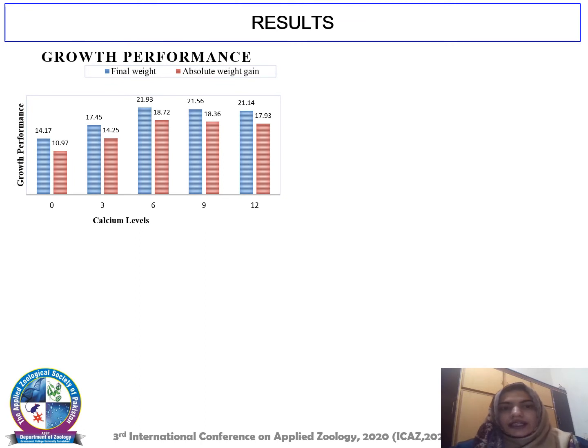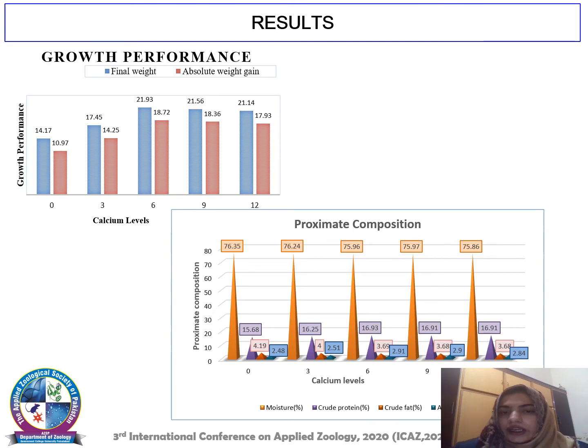At the end of the trial, growth performance was observed, and from final weight data, the maximum final weight was observed in the 6 gram per kg diet, and absolute weight gain was also maximum in the 6 gram per kg diet, while after the 6 gram per kg diet, the 9 gram per kg diet showed maximum results in terms of final weight and absolute weight gain. In proximate composition, the 6 gram per kg diet also showed maximum results in terms of moisture percent and crude protein percent, while the crude fat percent and ash percent showed decreased results in the 6 gram per kg diet.